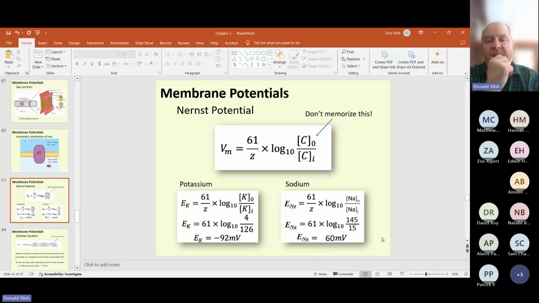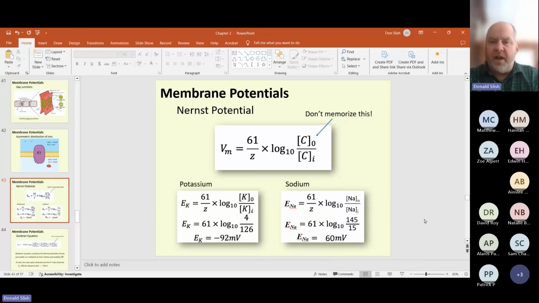And what does that mean? That means if you have only sodium channels in a cell and you open them all, the potential on the membrane will be plus 60. If you have only potassium channels and you open them all, the membrane potential will be minus 92. That's what these things are telling you. That's where they're going to be in equilibrium. That's where they're more or less driving the membrane potential to.